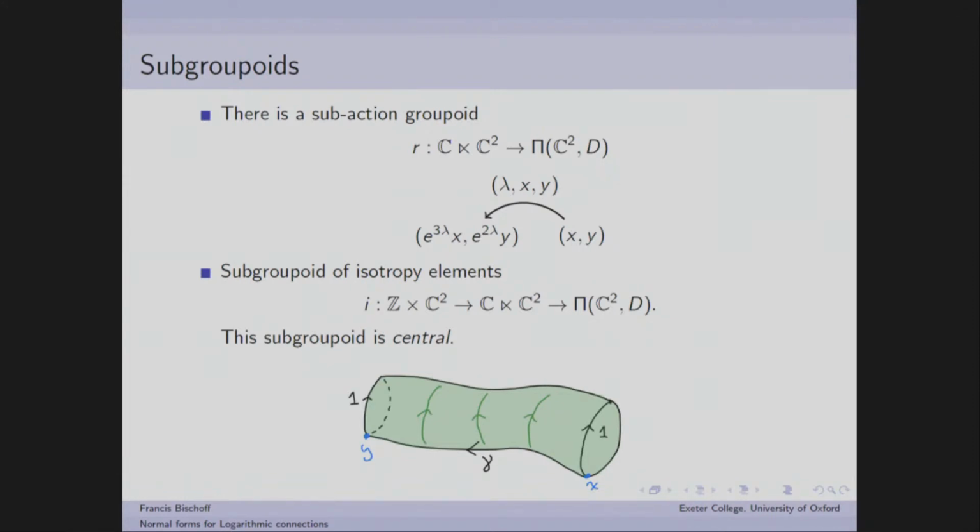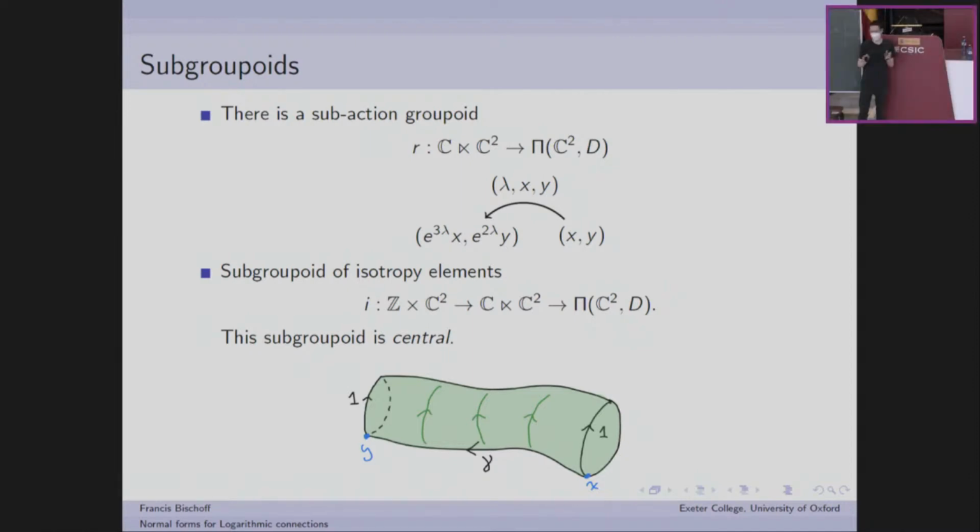And the key thing about this groupoid is that it's central. What I mean by central, I've illustrated in the picture. So here, gamma is a path. It's an element of this groupoid that goes from x to y. If I have the point 1, I can either consider it as a loop starting at x or a loop starting at y, and I can do either composition.